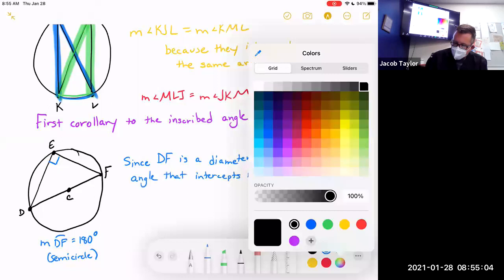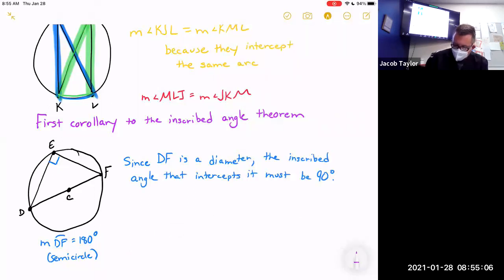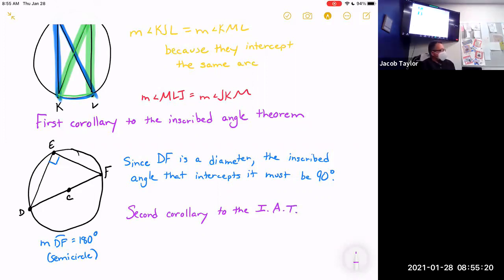And this is the second corollary to the inscribed angle theorem. Second corollary. There is a third corollary, but if there's a fourth corollary, I might have a coronary, right? Right, kids?